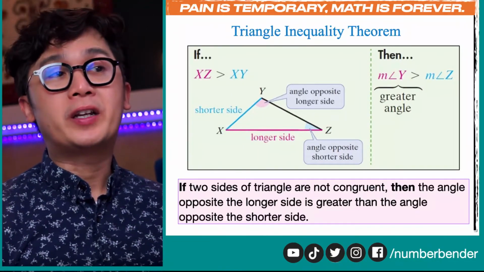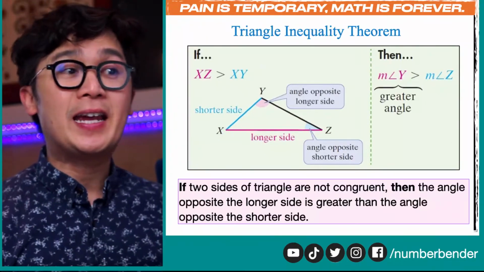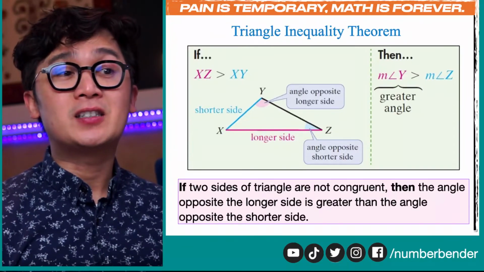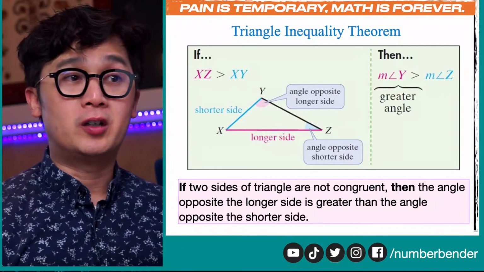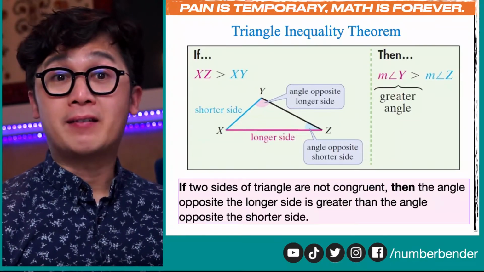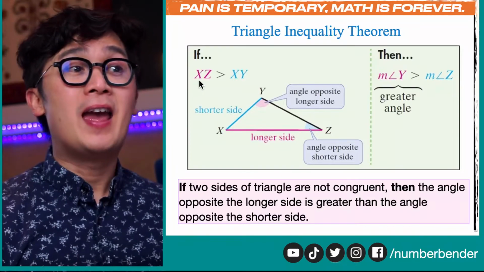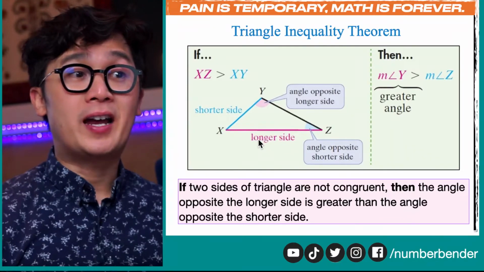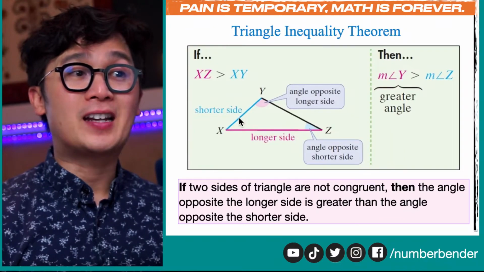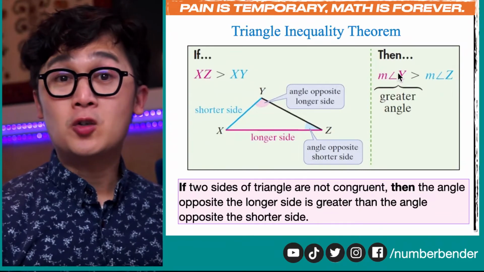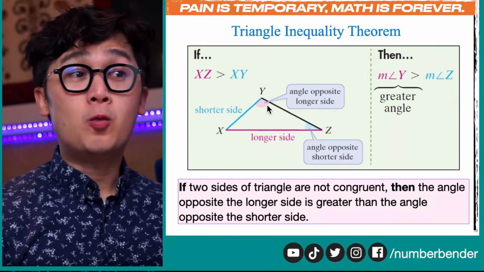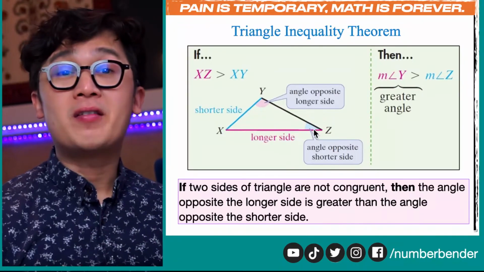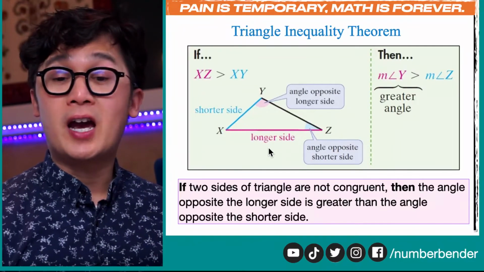And now we're working on the triangle inequality theorem, which states that if two sides of a triangle are not congruent, then the angle opposite the longer side is greater than the angle opposite the shorter side. So you are seeing in our diagram a statement wherein it shows that line segment XZ is greater than XY. So the longer side is XZ than XY. So that means, in conclusion, the measurement of angle Y is also greater than the measurement of angle Z, which are the opposite angles of the longer side and the shorter side of this triangle.